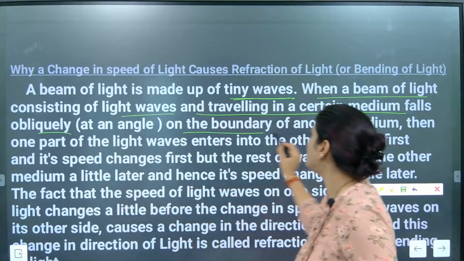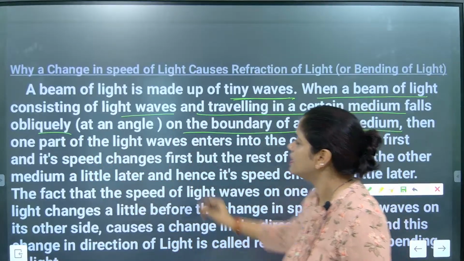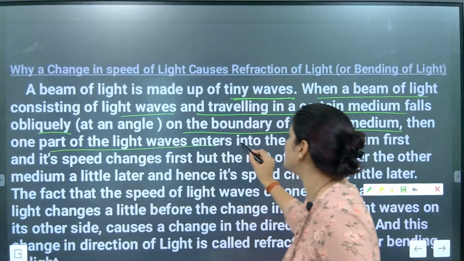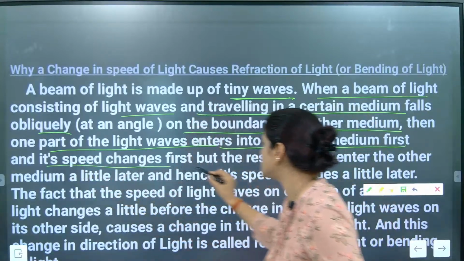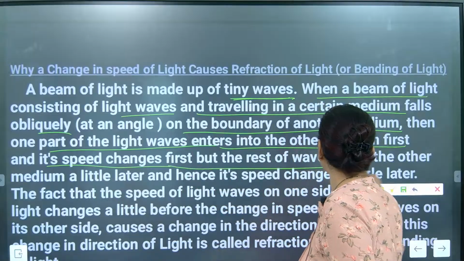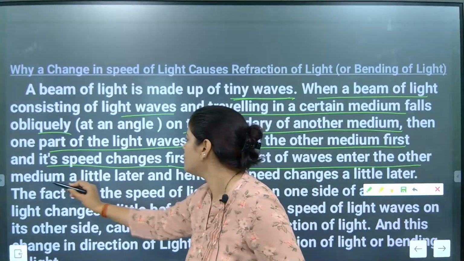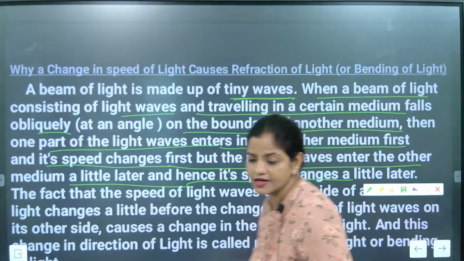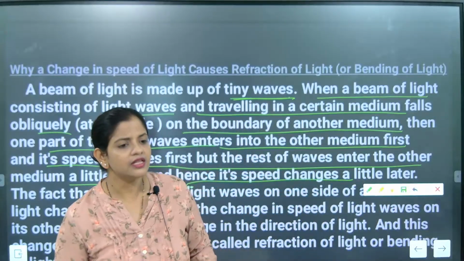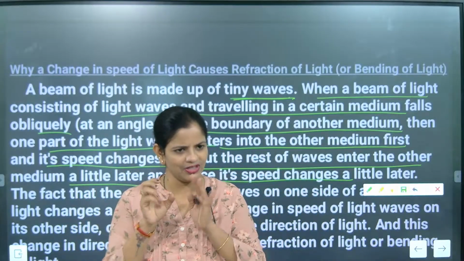obliquely on the boundary of another medium, then one part of the light waves enters into the other medium first and its speed changes first. But the rest of the waves enter the other medium a little bit later, and hence its speed changes a little later. So that means what, beta? That waves are tiny waves, bunches of waves.